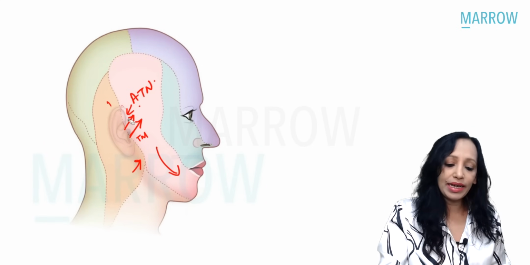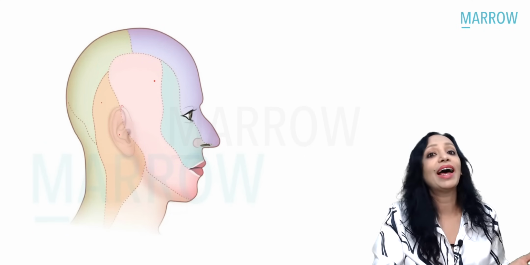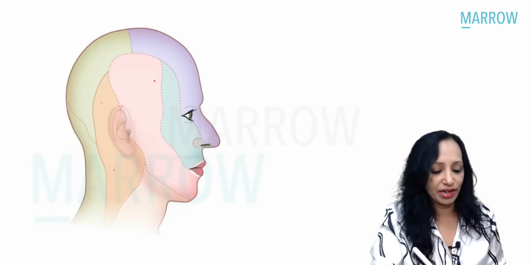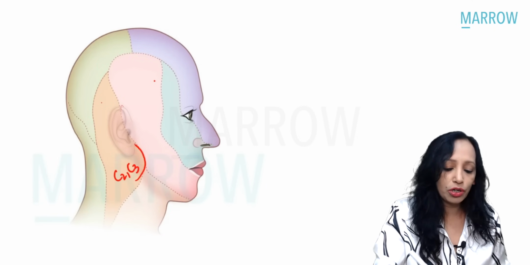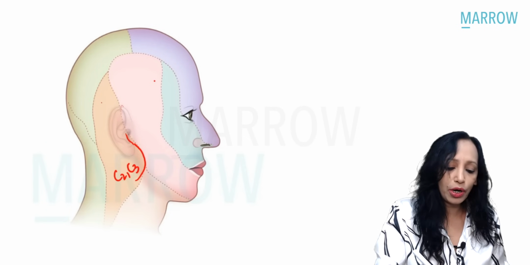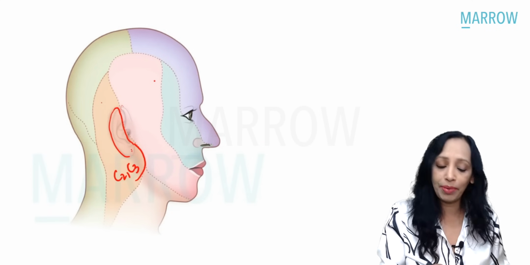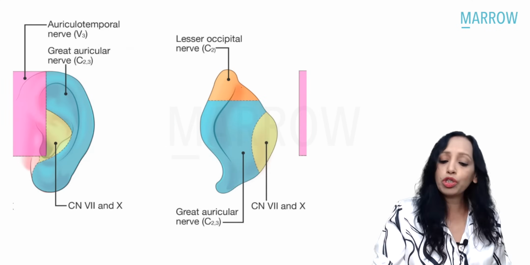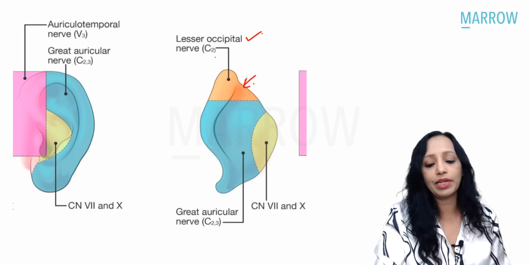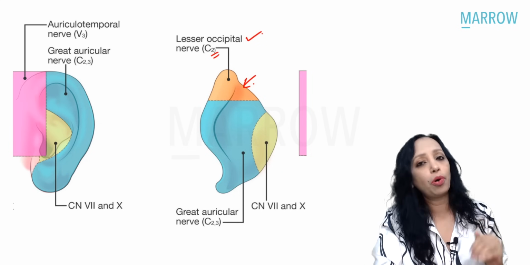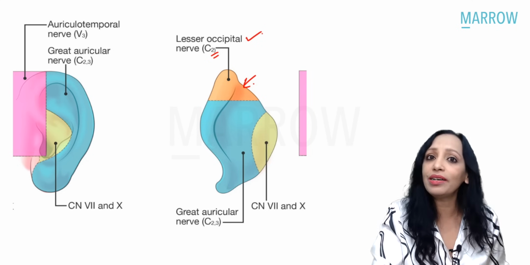Otherwise, the greater part of the pinna is supplied by, as the name says, the greater auricular, a branch of C2, C3. From the angle of jaw, it supplies the major part of the lateral as well as the medial surfaces of the pinna. The posterior superior part of the pinna on the medial surface is supplied by the lesser occipital, that is C2. So from both C2 and C3, in cervical spondylitis, there can be referred pain to the ear.